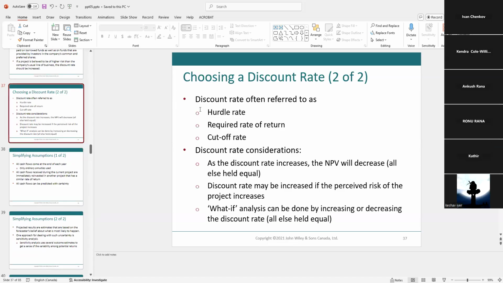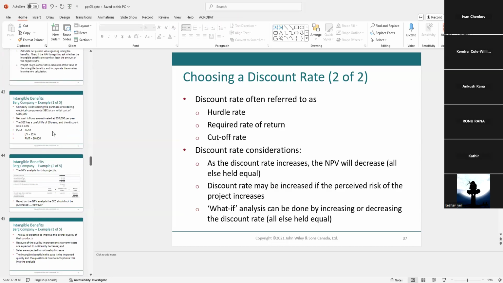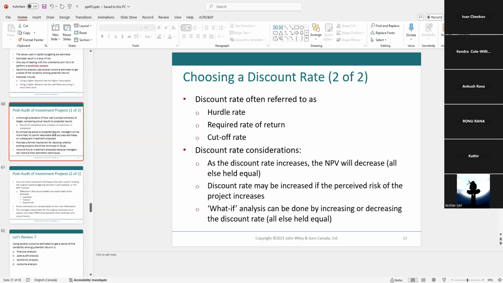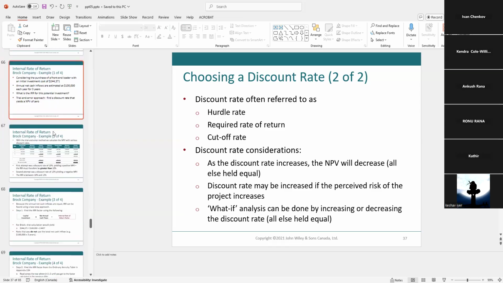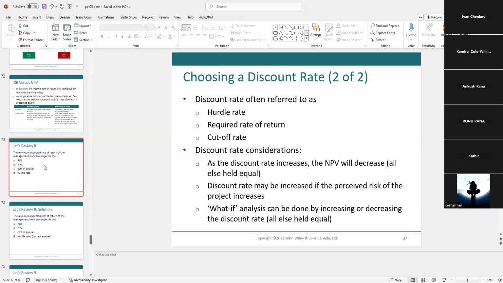Discount. So watch this. Discount rate, often referred to as this one, or this one, or this one: hurdle rate. That's why it's important for you to know the terminology. How else do we call the discount rate? We can call it hurdle rate, required rate of return, or cutoff rate. So let's go back to the question, which was right here.